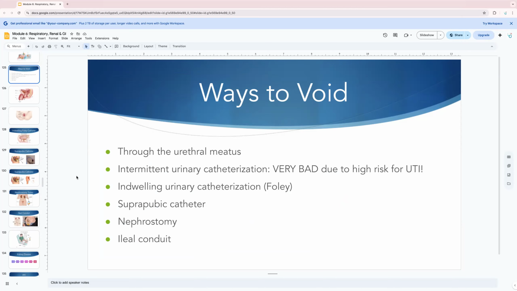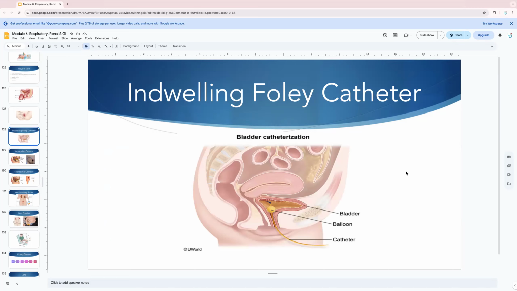Intermittent urinary catheterization is very bad because it has a high risk of UTI, especially the more often we do it. So very rarely are you going to see that they're ordering intermittent urinary catheterization, like putting the catheter in and then taking it out, and then 2 hours later getting a new catheter, putting it in and taking it out. Very rarely are they going to do that because the risk of UTI is very high. Then you have indwelling urinary catheterization where you're using a Foley, and this is going to stay here for hours to days.